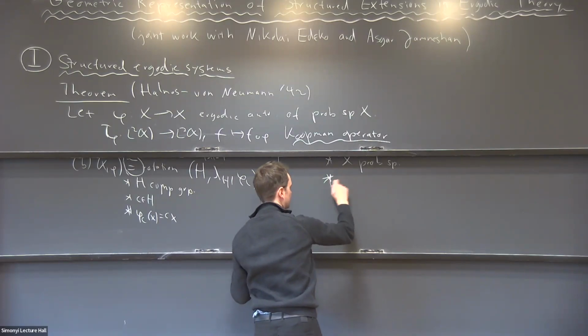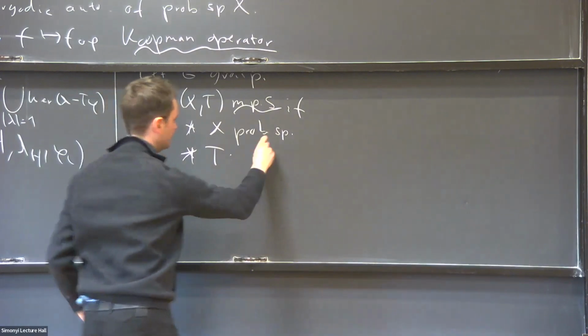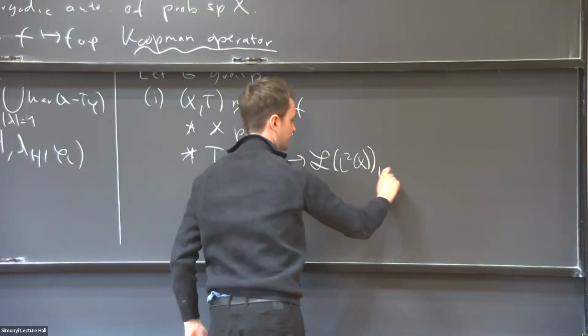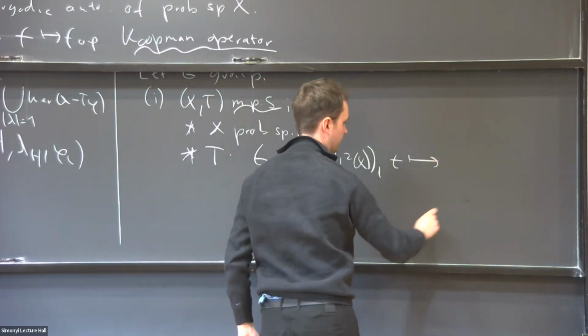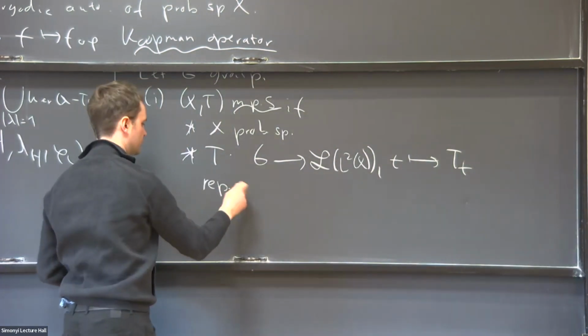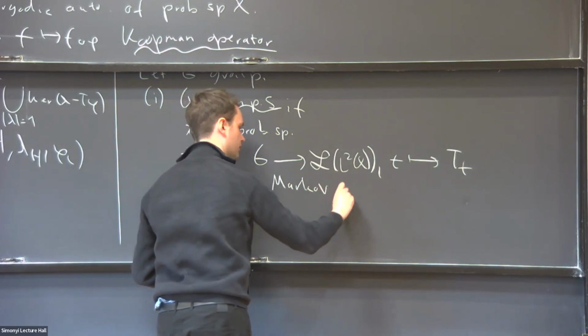Okay, so T is now a representation of the group on the L2 space of X as operators, and these operators satisfy certain properties. So this representation is a so-called Markov embedding.